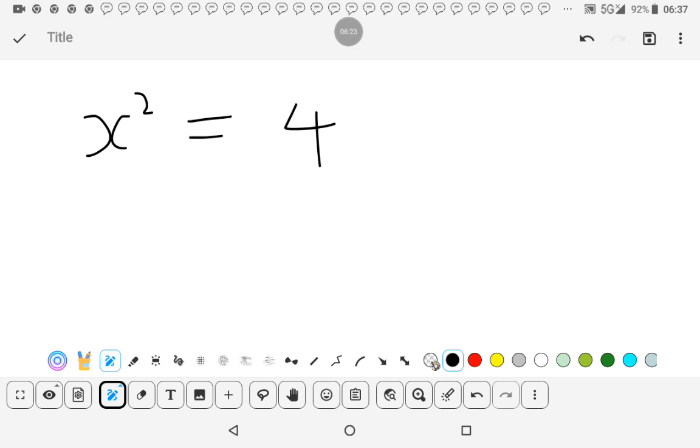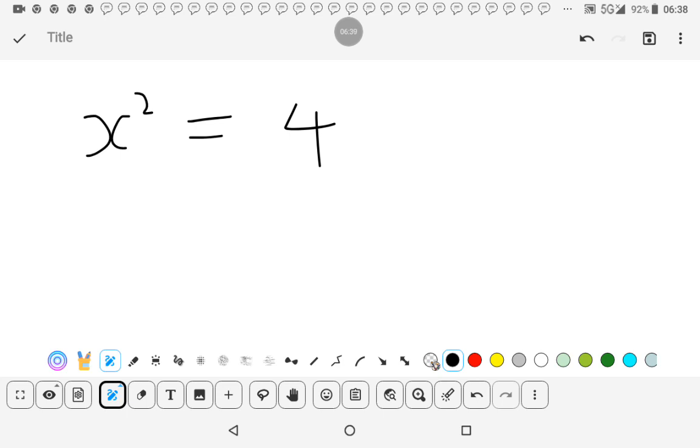But in this case, we have x squared is equal to 4. Then how do you solve it? The only way you can solve this is by taking the square root of both sides. Take the square root of both sides.